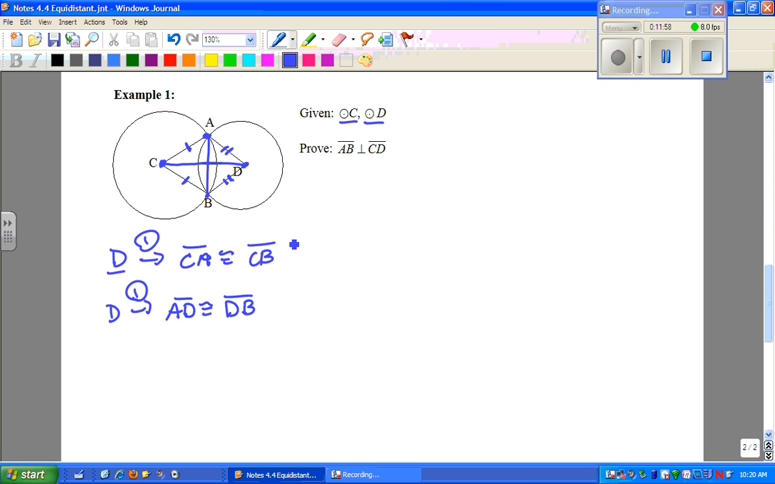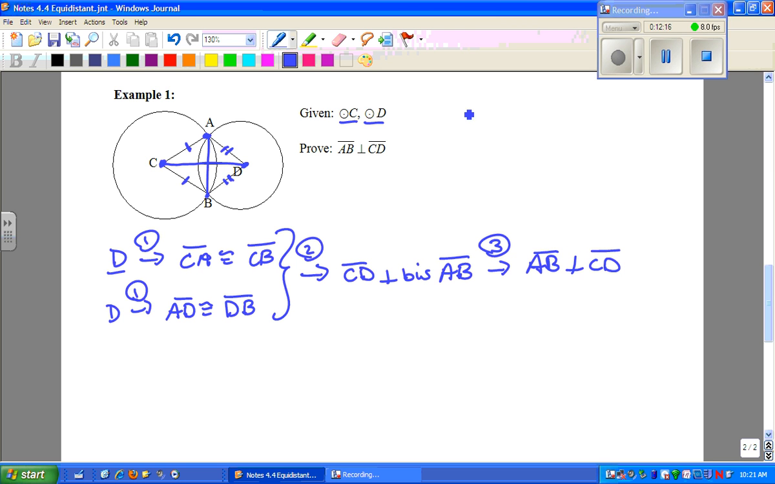So now we end up having this idea of perpendicular bisector. So we can bracket these two, use our new theorem, and say CD is a perpendicular bisector of AB, which then gives us, by definition, AB would be perpendicular to CD. Reason 1, we all know, is all radii congruent. Reason 2 would be, here's the new theorem.